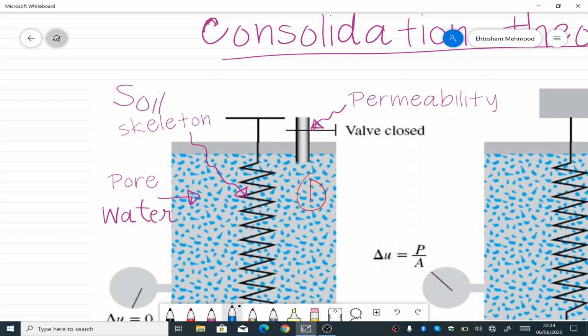We've already discussed that permeability is the ability of the soil to allow water to pass through it. The same thing is done by the valve. It will allow water to pass through it or not.